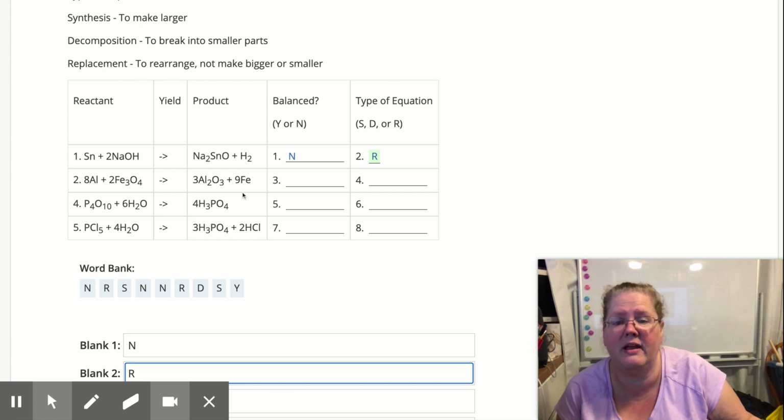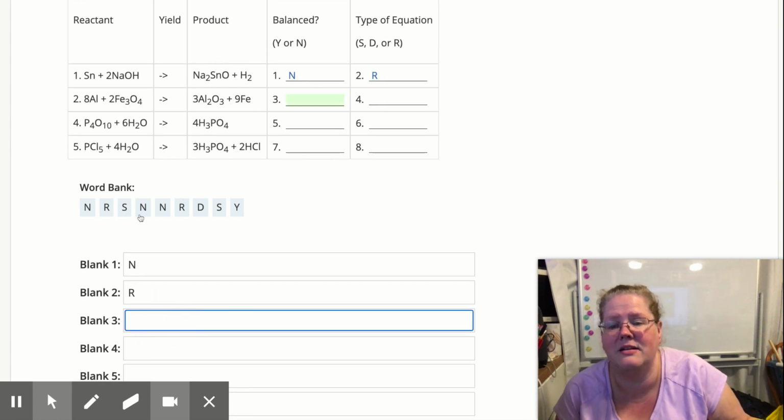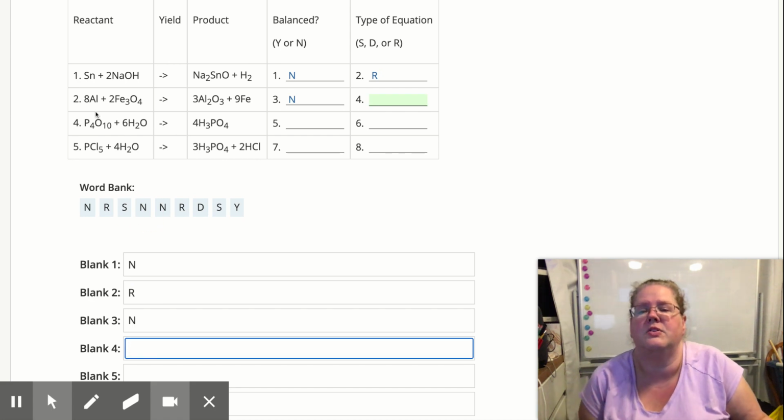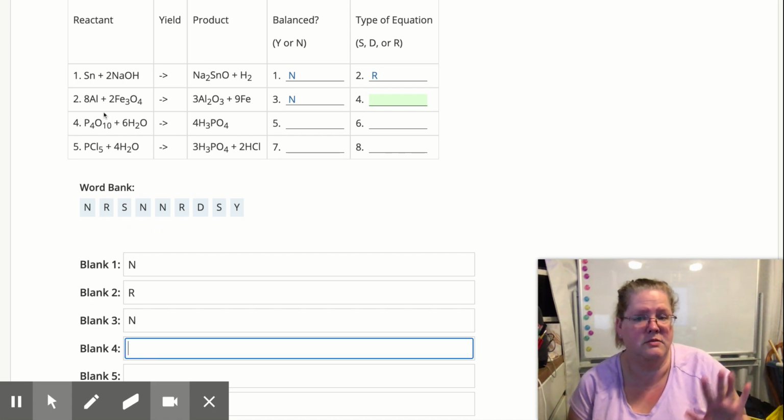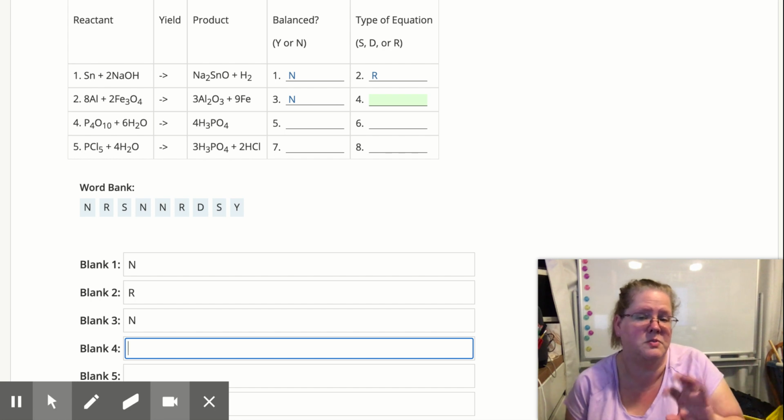I don't have any more Als on this side to add to it. 8 and 6 are not the same. This is not a balanced equation. So let's see what kind it is. Is it making a bigger atom or molecule? Is it changing smaller, or is it a rearrangement?